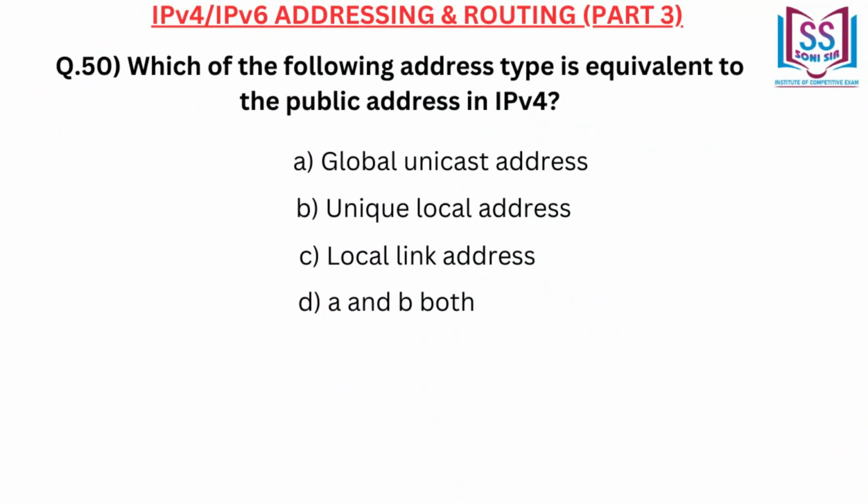Which of the following address types is equivalent to the public address in IPv4? A. Global Unicast Address. B. Unique Local Address. C. Local Link Address. D. A and B both. Correct answer A. Global Unicast Address.